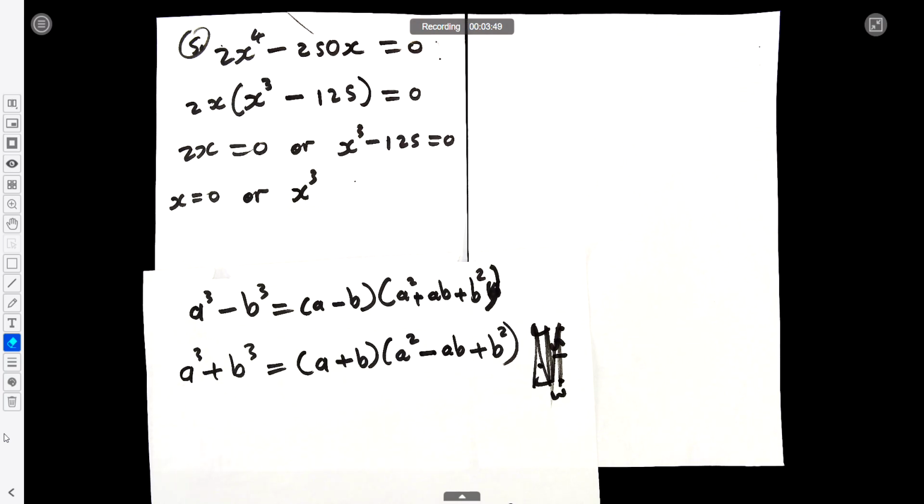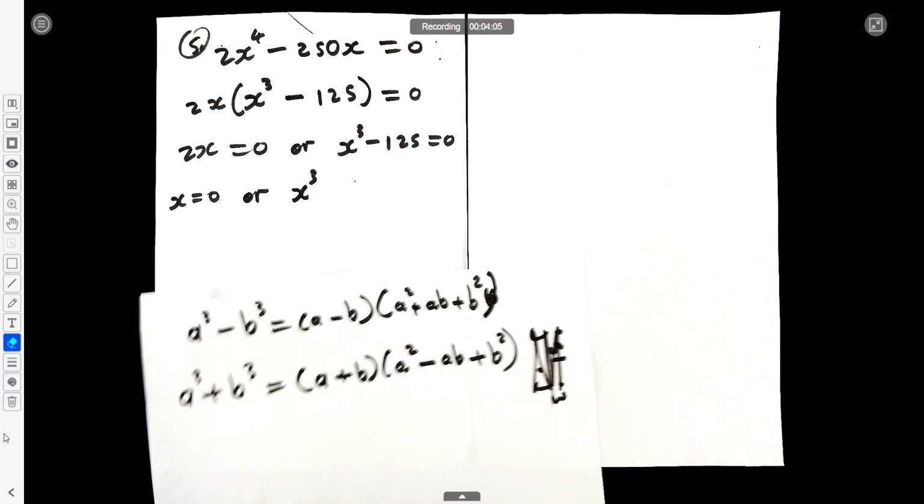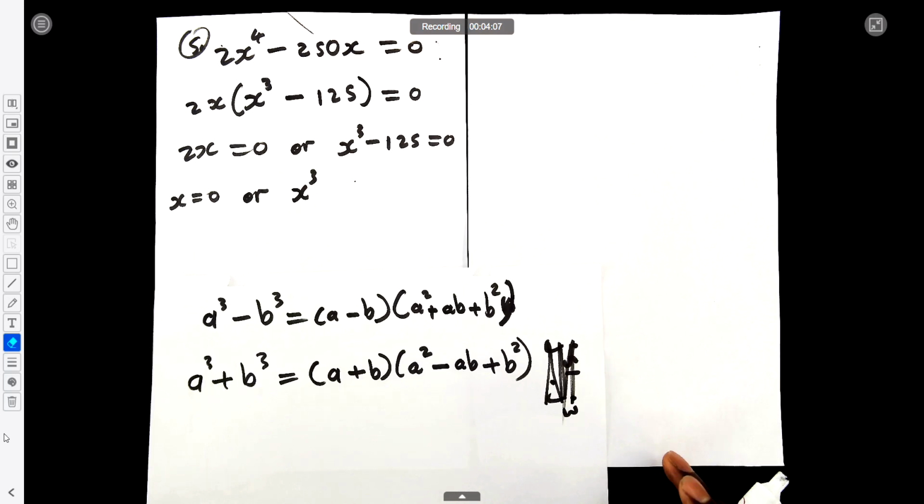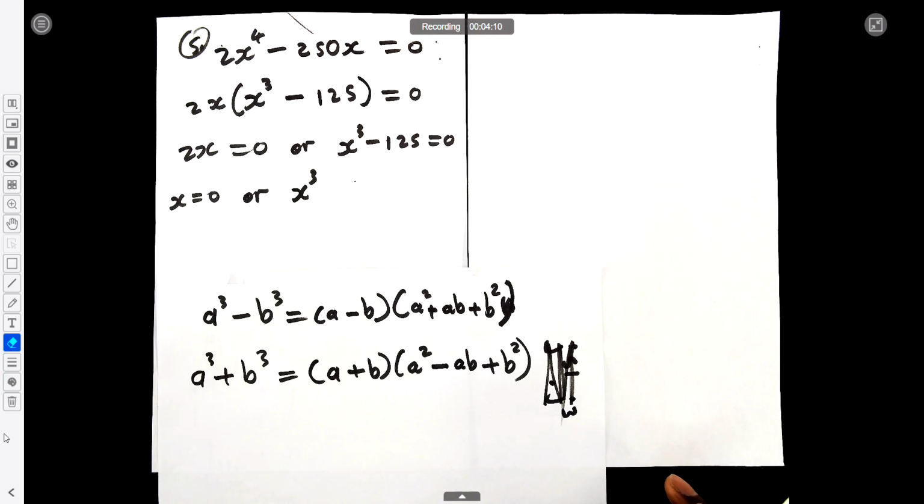So I hope we see we need to know this formula. Remember, in the N4 exam, the November 2025 exams, we have to apply this type of formula for factorization. When you are being assessed, you'll be asked to apply the difference of two cubes there.